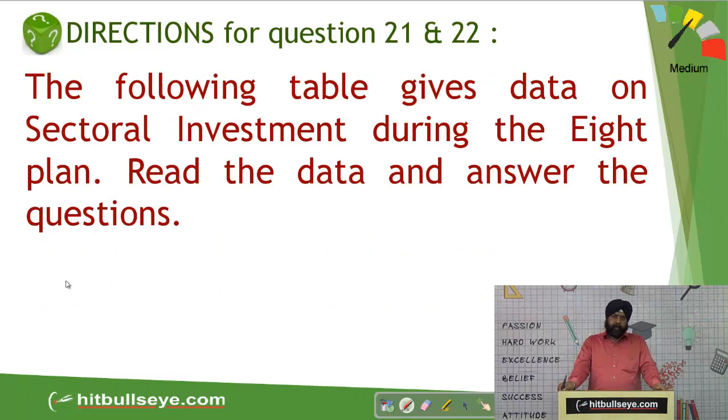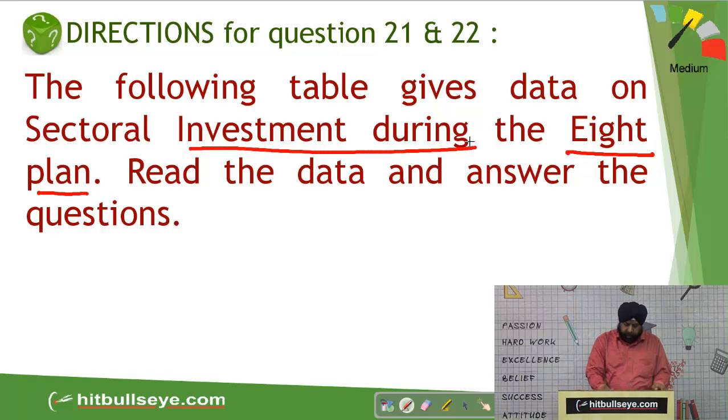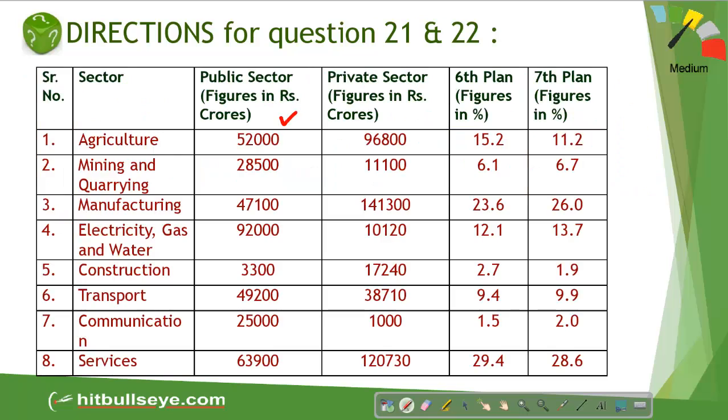Last but not the least, two questions of data interpretation from the previous actual SNAP paper. Just read the information. Sectoral investment during the 8th year plan is given. These two columns give us the data for 2008, and the 6th plan and 7th plan are in column number 3 and column number 4. Students, it's very important to read the information properly in DI questions.